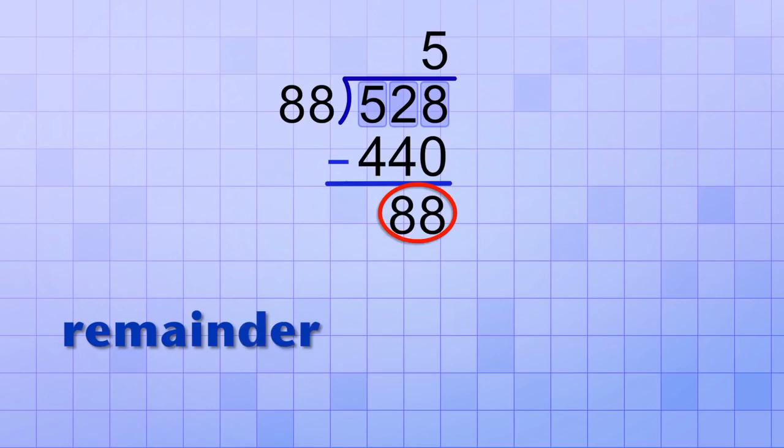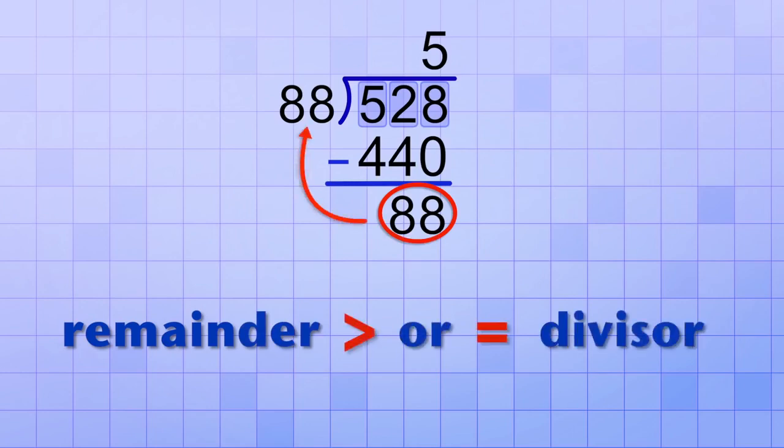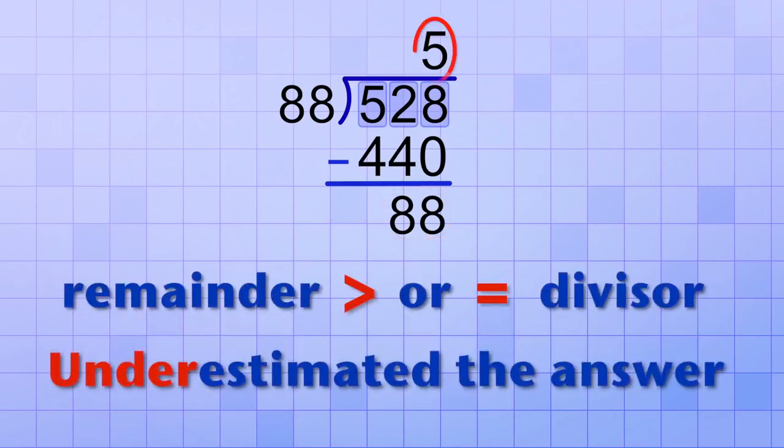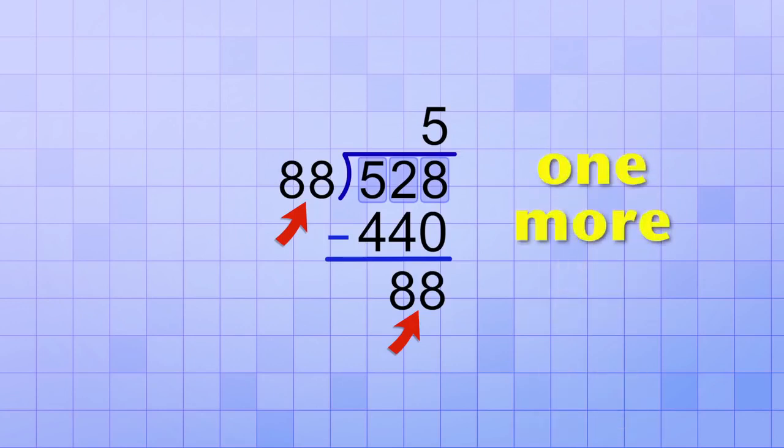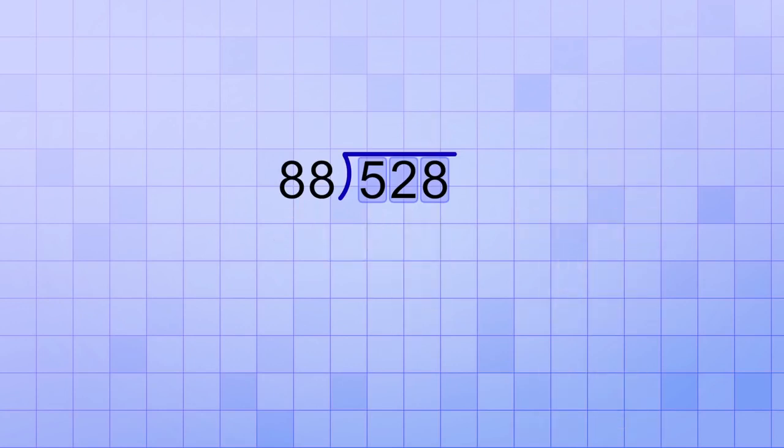Whenever the remainder is greater than or equal to the divisor, it means we underestimated the answer. In fact, since our remainder is equal to the divisor, it means we could have divided exactly 1 more 88 into 528. So we should have picked 6. And if you multiply 6 times 88, you'll see that it's 528.